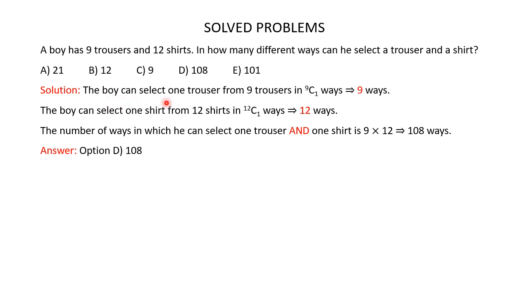So the boy can select one trouser from 9 trousers in 9C1 ways, which is nothing but 9 ways. The boy can select one shirt from 12 shirts in 12C1 ways, which is nothing but 12 ways. So the number of ways in which the boy can select one trouser and one shirt is 9 multiplied by 12, which is 108 ways. So the boy can select one trouser and one shirt from 9 trousers and 12 shirts in 108 ways. So the correct answer is option D, 108.